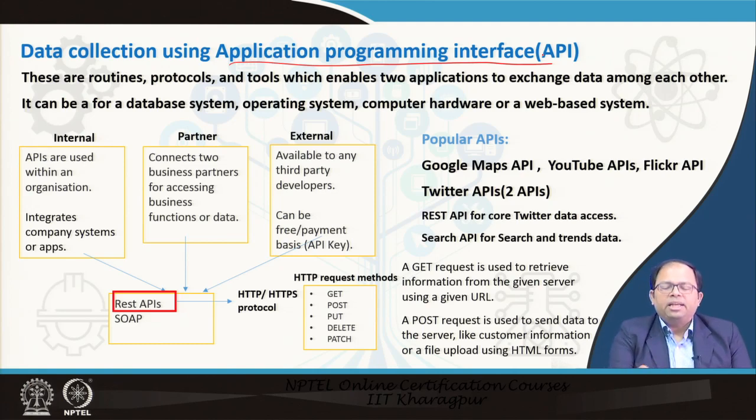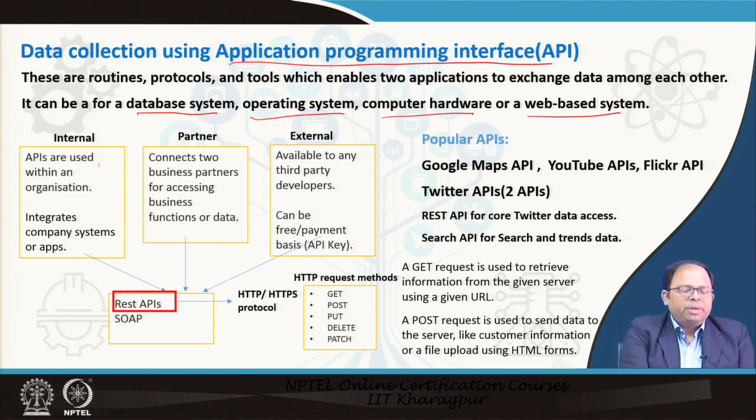So that is where each program has its own application programming interface. An API could be there for a database system. That means a database has certain ways to access it. The Windows operating system has certain APIs, using which developers can develop their programs and communicate with Windows. Similarly, computer hardware can have an API, and a web-based system like a mobile app can also have an API. So this application programming interface helps in integrating company systems or apps.